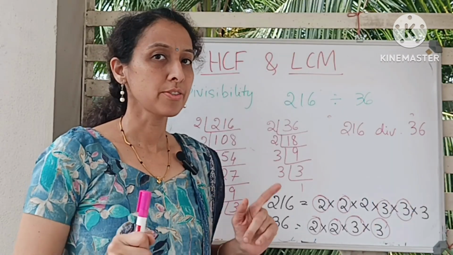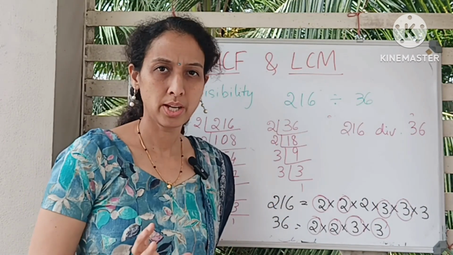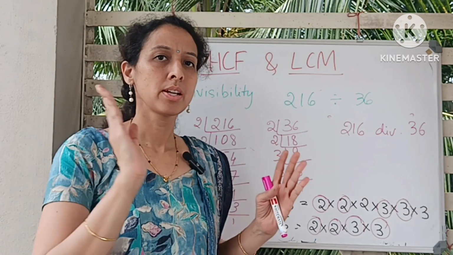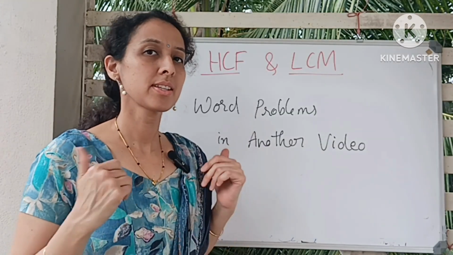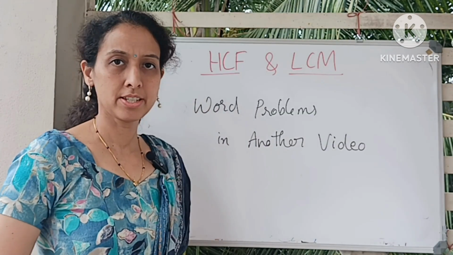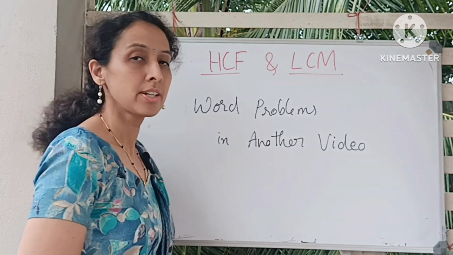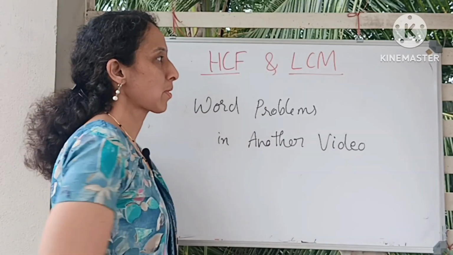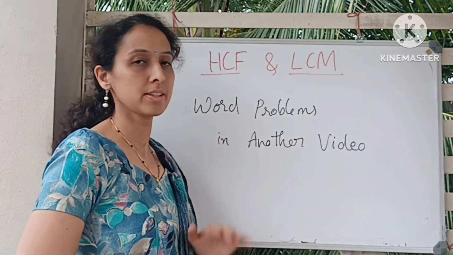So to find out if a number is divisible by another number, we need to have all the prime factors of one number in the prime factorization of another number. In this video, we have seen finding HCF and LCM with the different methods and solved some of the problems related to them. Now, the word problems related to HCF and LCM will be taken up in another video.